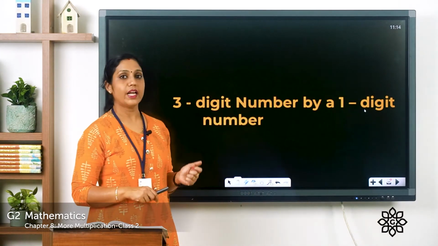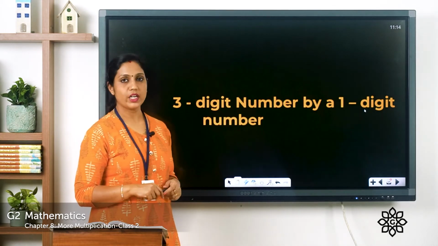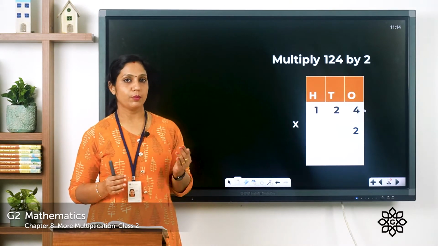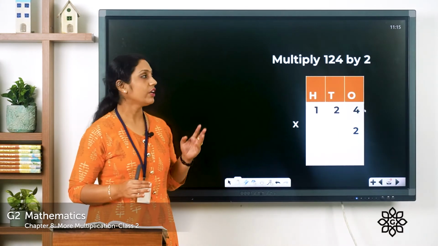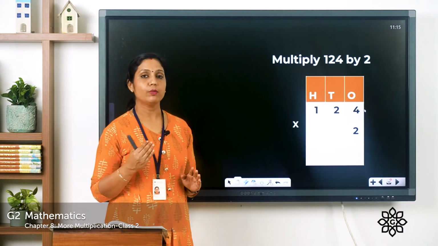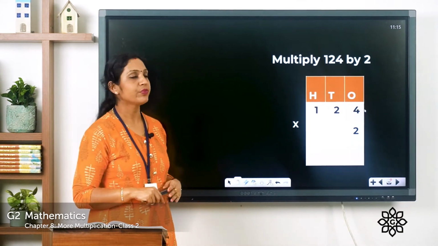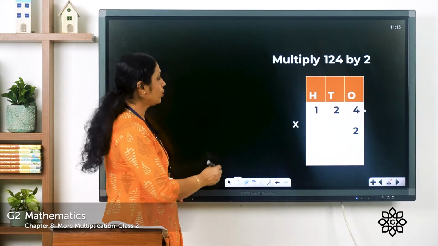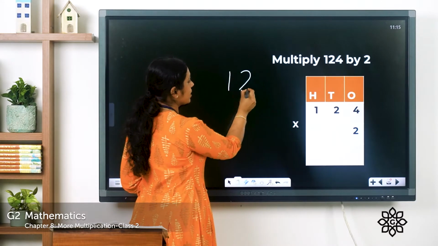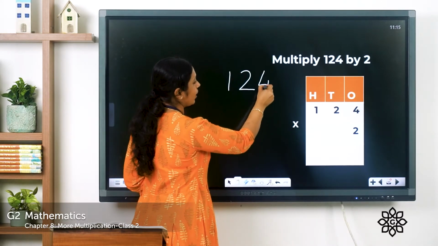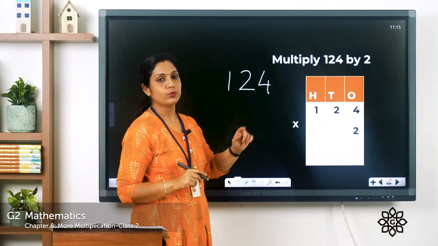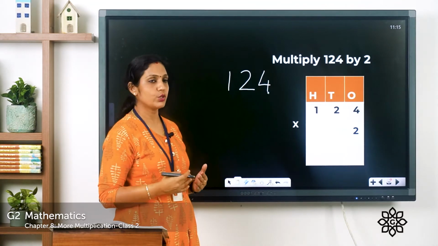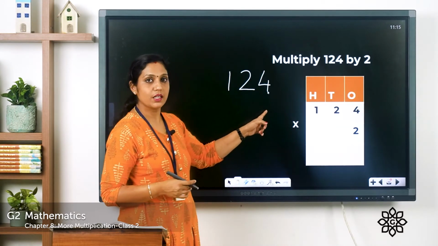Here we are going to multiply a 3-digit number by a 1-digit number. Before, we learned to multiply a 2-digit number by a 1-digit number. Now we have a 3-digit number and you have to multiply that with a 1-digit number. Here you have 124 by 2. So we have hundreds, tens and ones. So 124 and 2. 2 is a 1-digit number, so it comes in the ones place. So where do you have to place the 2? Under 4. That comes on the ones place.